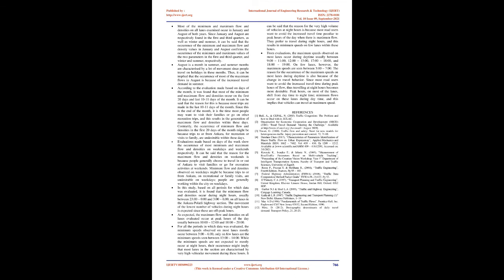For all the periods in which data was evaluated, the minimum speeds observed on most lanes mostly occur between 3 o'clock and 6 o'clock, and only on few lanes are the minimum speeds seen between 1300 hours and 1400 hours. While minimum speeds are not expected to mostly occur at night hours, their occurrence might imply that most lanes in the section are characterized by very high vehicular movement during these hours.